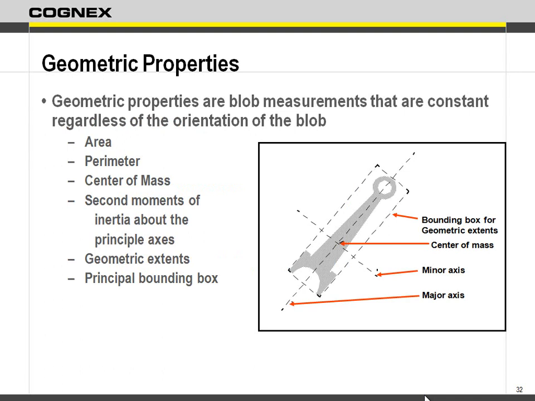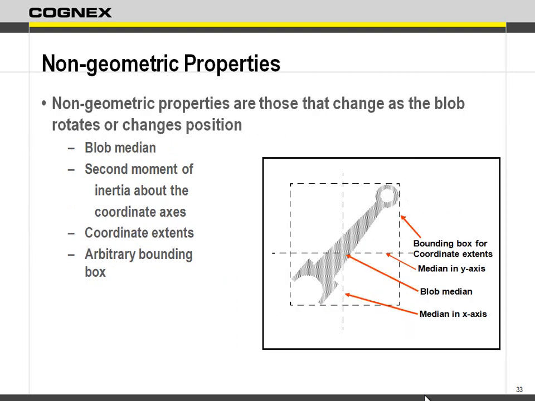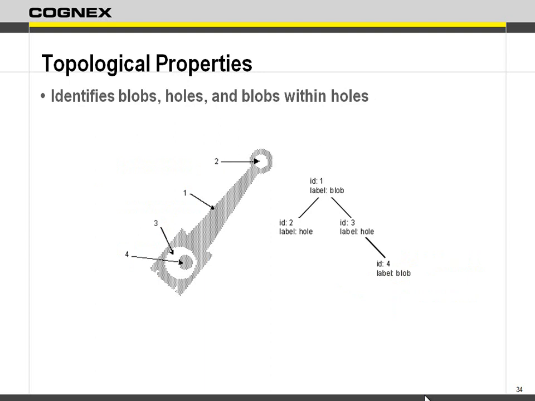Now there are a whole different type of properties you have. Your geometric properties are going to include area, perimeter, center of mass, second moments of inertia about principal axes, because everyone needs that, right? Geometric extents and your principal bounding box. This is going to be the same no matter how your blob is rotated, because this is not being tied to the pixel grid. This is being tied to the blob itself. I mean, in effect it's the pixel grid, but it doesn't have to be rotated to be straight with the pixel grid. But they also have some non-geometric properties, and those do correspond to the pixel grid itself, such as what's your blob median, the second moment of inertia about the coordinate axis, coordinate extents, and your arbitrary bounding box. So that's going to try to make it squared up with the pixel grid so that you have a rectangular shape there.